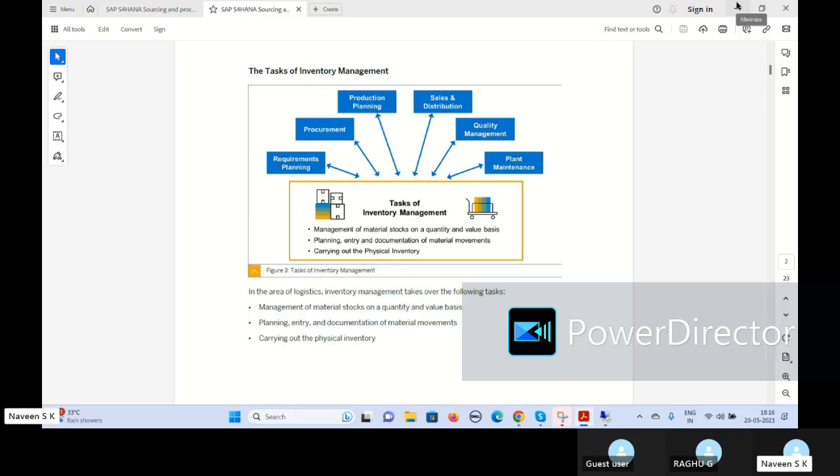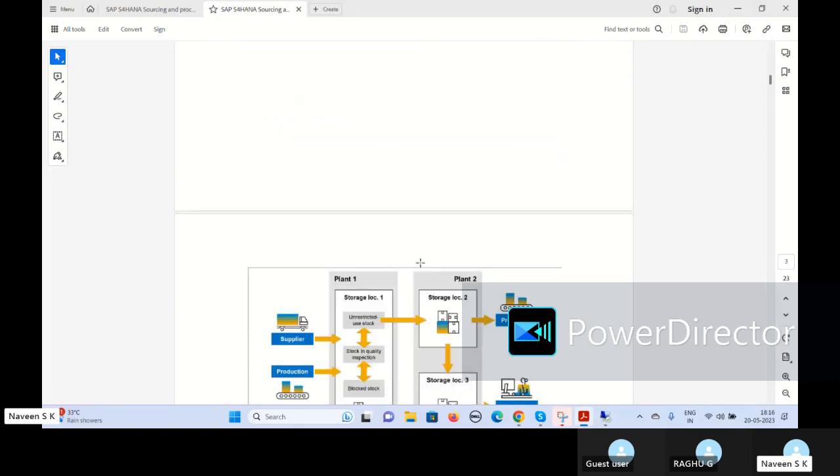Plant maintenance. Here also we need to have the spares or the materials which are required for the plant. So again the material will come into the picture here. All these areas are the tasks specific to inventory management.